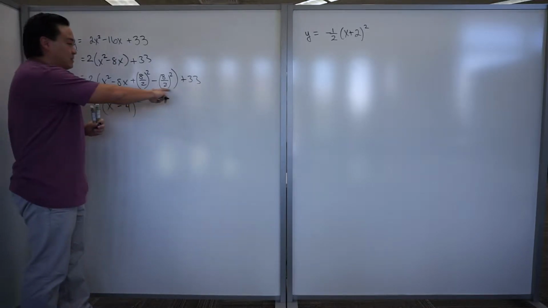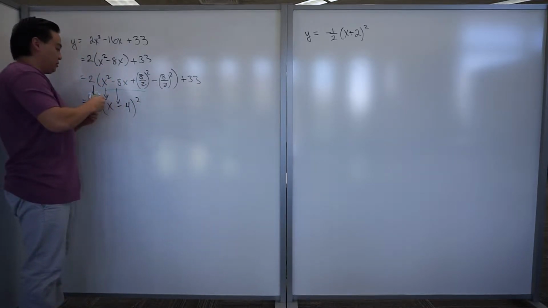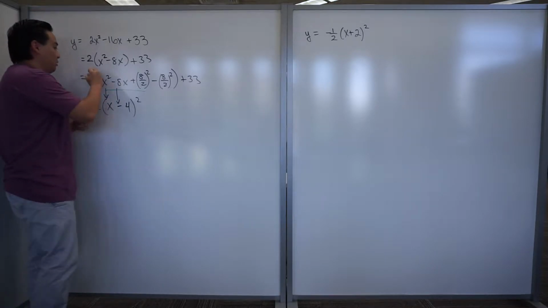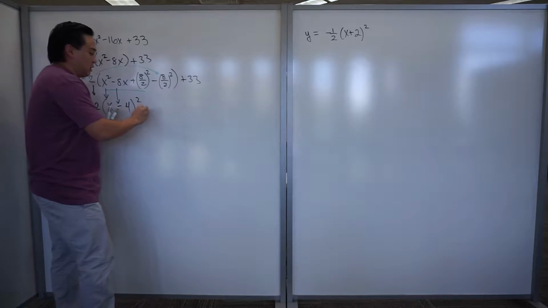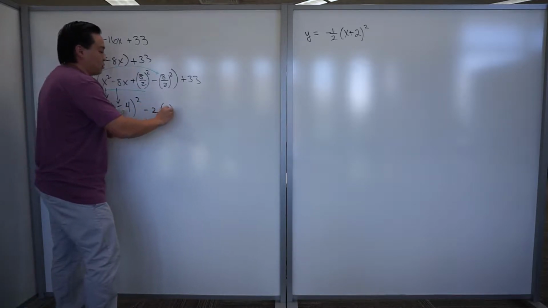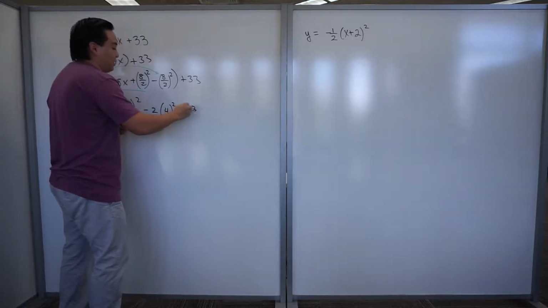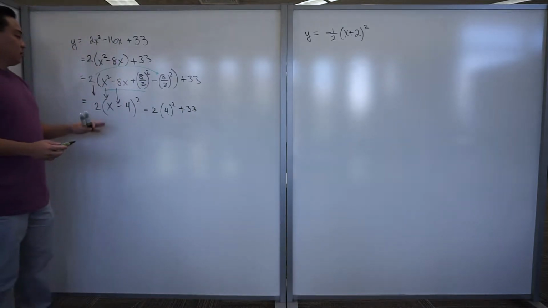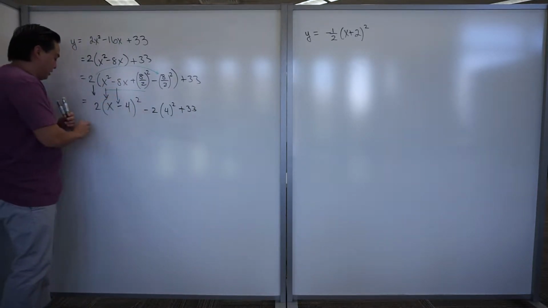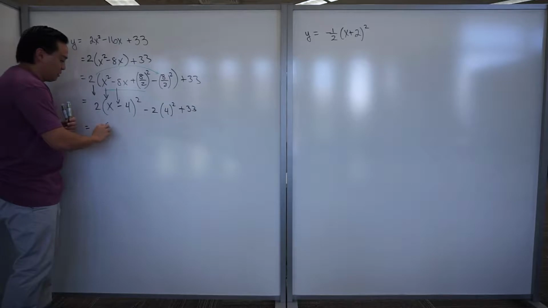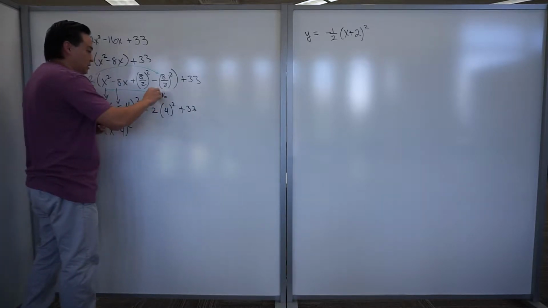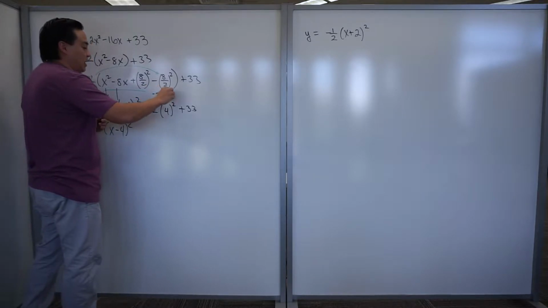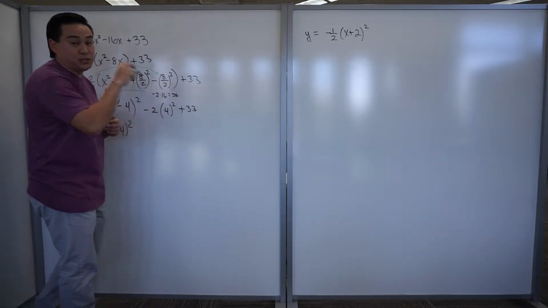And remember, we haven't touched this yet. So the 2 needs to be distributed to that part. So this is negative 2 times 4 squared plus 33. So go ahead and simplify everything so that it's written nicely. x minus 4 squared. This is 16 times 2, which is negative 32. So negative 32 plus 33 is 1.